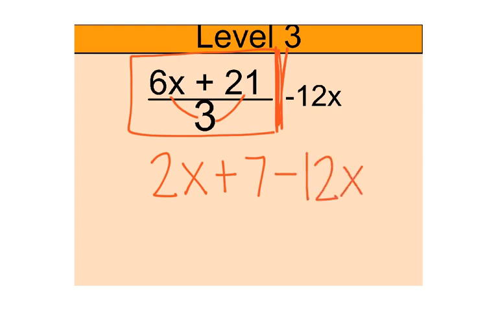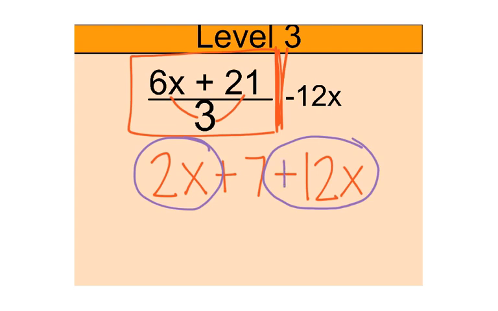Now I'm going to combine like terms again. I've got 2x, I've got minus 12x. You choose at this point. We're on level 3, so you should be able to choose whether you want to rewrite that or if you didn't want to rewrite that. Either way, you're going to get negative 10x plus 7.